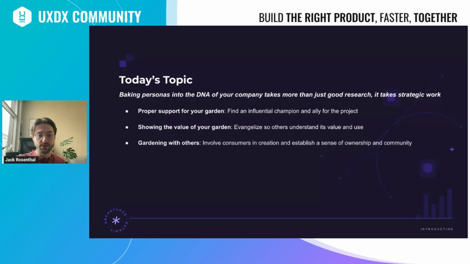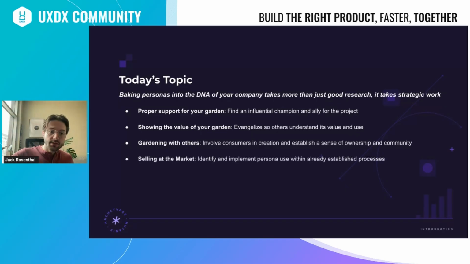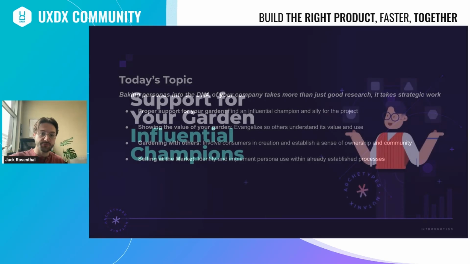We have gardening with others. So as you go through this process, a common theme that you'll see is making sure that you can establish this communal sense of ownership, so that people are involved, engaged, familiar, and also supportive of the project that's going on right now. The last one we have here is selling at the market. So you need to put this into an already established system, right? There are already teams and organizations out there, and saying, hey, use this for your work, is not enough. You need to try and tie that into some kind of standardized process. And it's about identifying and implementing those personas within that already established process.